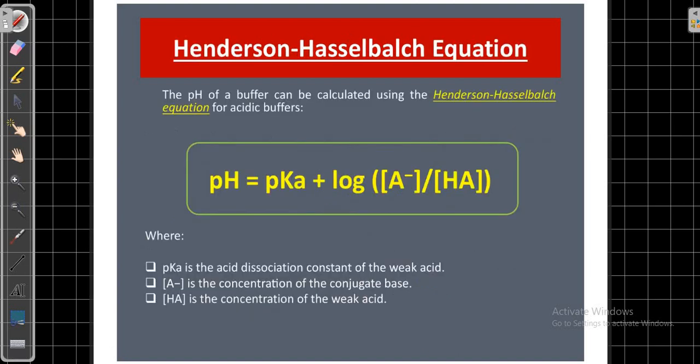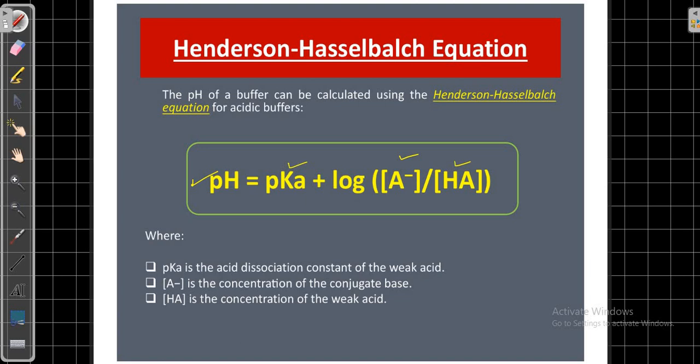The next is the Henderson-Hasselbalch equation. It is the equation that is used to calculate the pH of buffer systems. pH equals pKa plus log [A-]/[HA]. Here [A-] is the concentration of the conjugate base, [HA] is the concentration of the weak acid, and pKa is the acid dissociation constant of the weak acid.